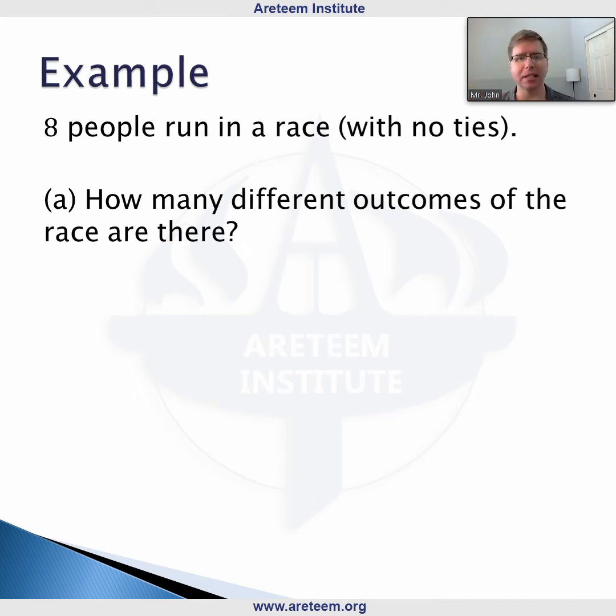Well, how many ways can we choose who gets first place, right? One of the 8 people running in the race will get first. Now there are 7 remaining people. One of the 7 people will get second. One of the 6 people will get third, right? And this keeps going down. 6, 5, 4, 3, 2, 1. And then we have answered the question.